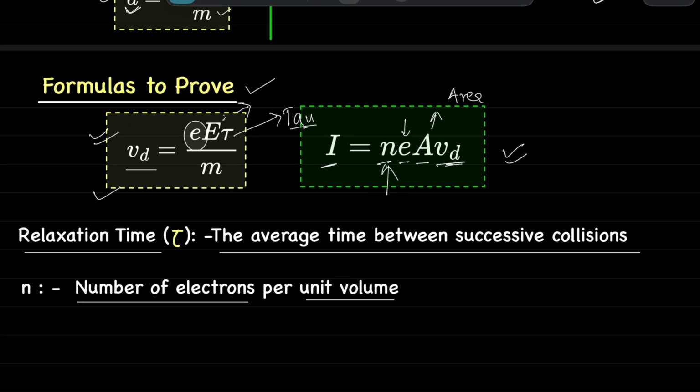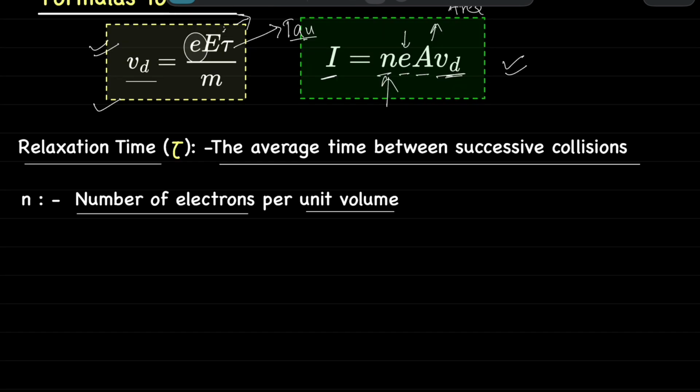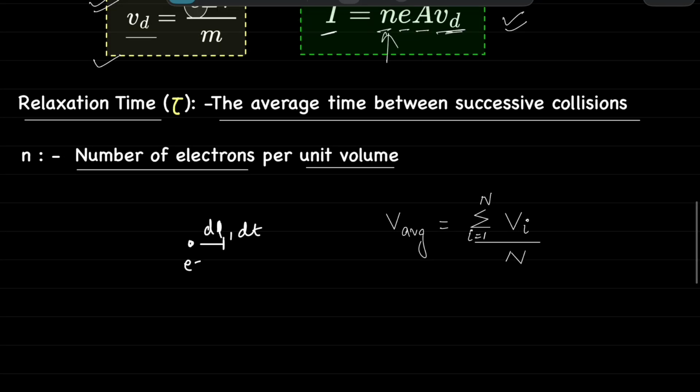Let's derive the first formula, the drift velocity formula. If one electron changes its position by, suppose, dl in the time dt, but we have n number of electrons, the drift velocity or the average velocity is equal to the summation of individual electron velocities divided by the total number of electrons. Here we can go from i equal to 1 till n. Now this is our final velocity. So we know that v is equal to u plus at.